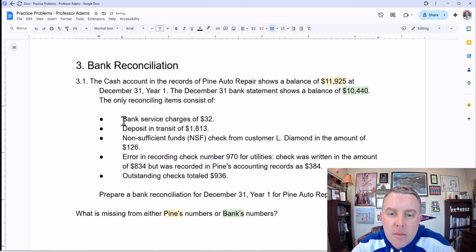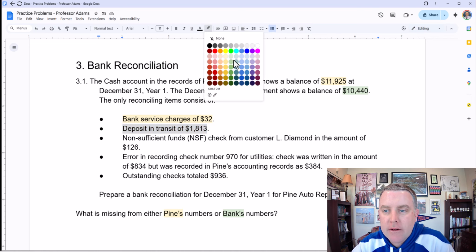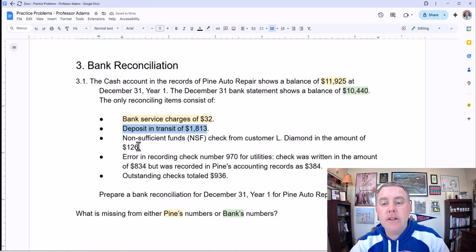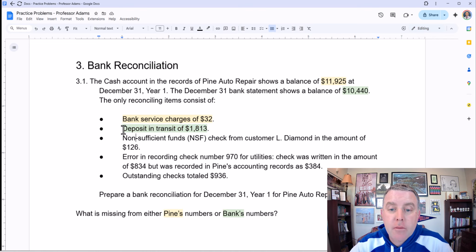Okay. The bank service charge. Pine doesn't know about this. The bank certainly knows about it because they were the ones that charged it. Deposit in transit. So the deposit in transit, the bank hasn't received this deposit yet. So the bank doesn't know about it. Deposit in transit means Pine Auto Repair sent money to deposit into the account, but the bank has not yet received that amount. So the bank doesn't know about that.